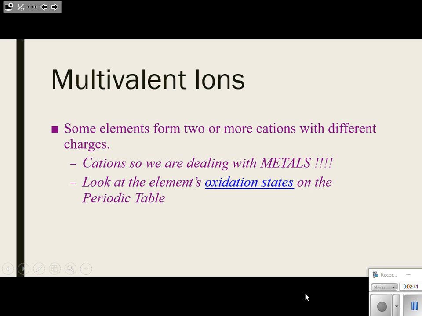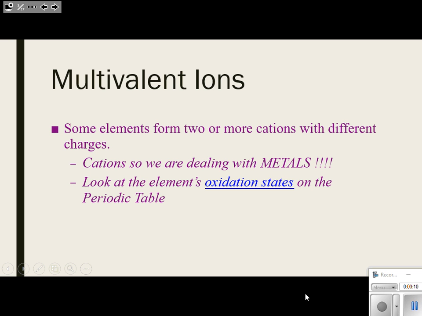All right, so let's first of all look at lithium. Find the oxidation state for lithium. What does it say? 1. How many numbers are there? 1. So, lithium would not be considered multivalent. It only has 1.